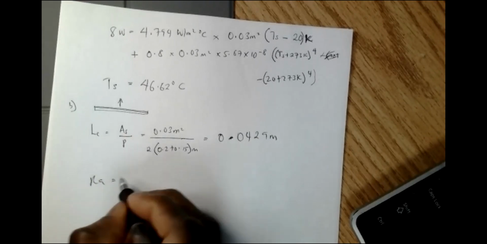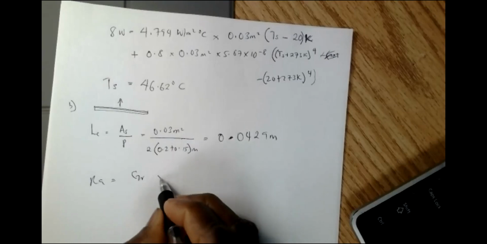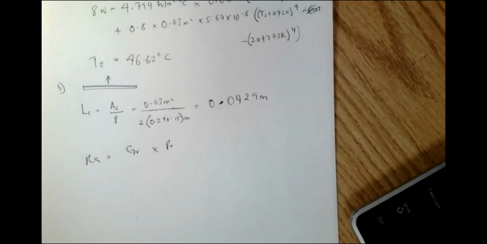Our Rayleigh number we know to be the Grashof number multiplied by the Prandtl number. The Prandtl number remains the same, nothing changes about that. The only thing that changes in this situation will be length. Our characteristic length has changed. Every other thing remains the same.